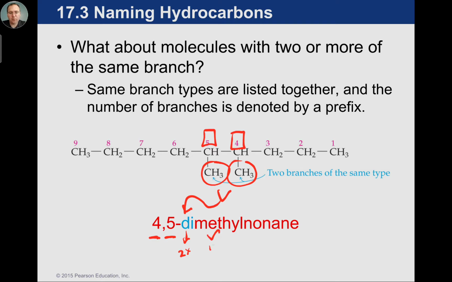Methyl says it's a 1 carbon length group. And non says you're 9 carbons long. Ane says you're all single bonds. And that's how we get clues to know right from wrong answers. Remember, these numbers over here, numbers are locations. Words like meth and non, those represent length. So try not to confuse numbers from prefixes, because that's the easiest way to get wrong answers.